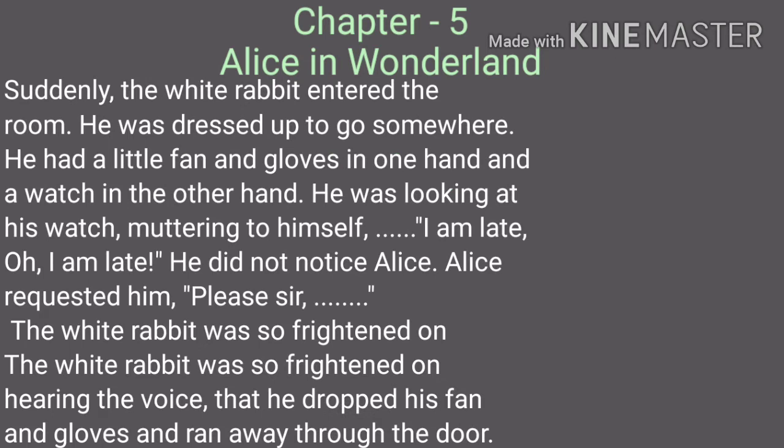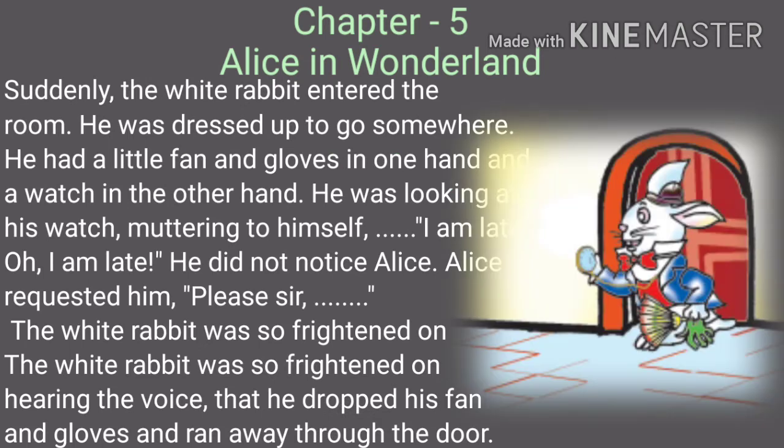Explanation. Suddenly the white rabbit came into the room. He was dressed up to go somewhere. Dressed up means to put on special clothes. The rabbit put clothes on his body to go somewhere. In one hand he had a little fan and gloves. Gloves means a piece of clothing used for hands. Usually doctors use them when they do an operation. You know very well. And in the other hand, the rabbit had a watch.